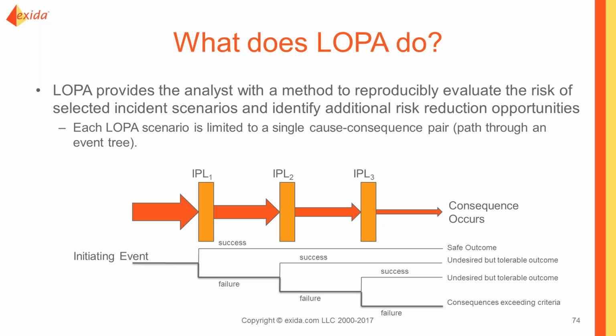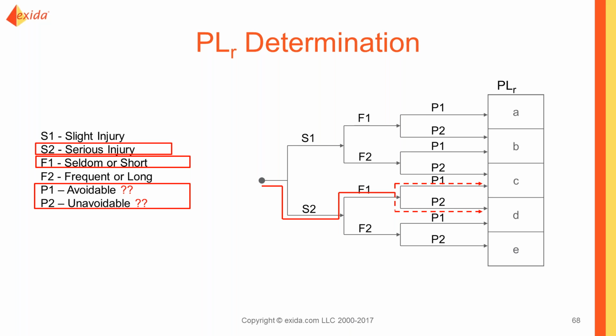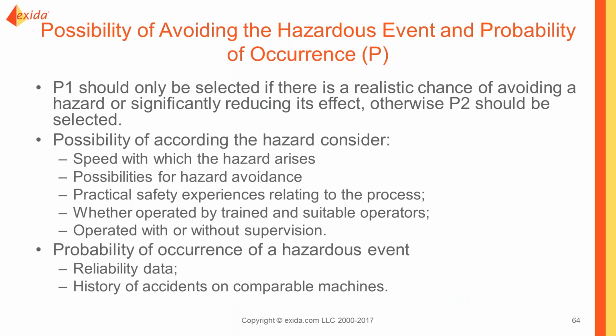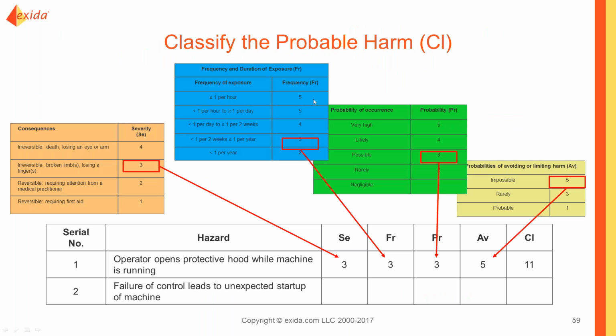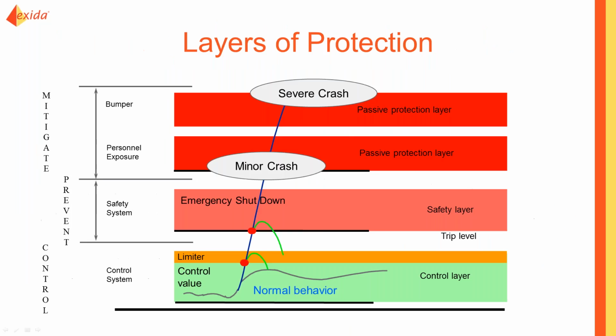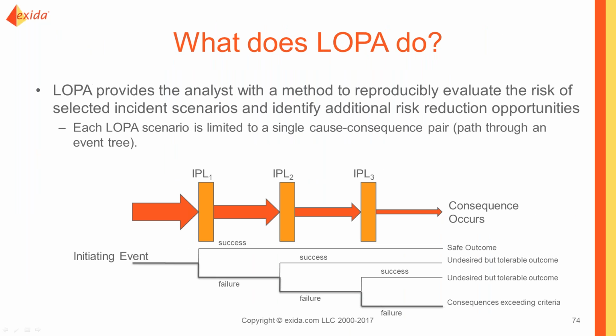Oh, I'm sorry, I just saw a question I should have answered sooner. I'm going to back up real quick. The question was, how do you determine the class? The class is determined by adding up these three numbers: frequency, probability, and avoidability. So 3 plus 3 plus 5 gives us our 11. Sorry, I missed that earlier. I just want to make sure I got that question.